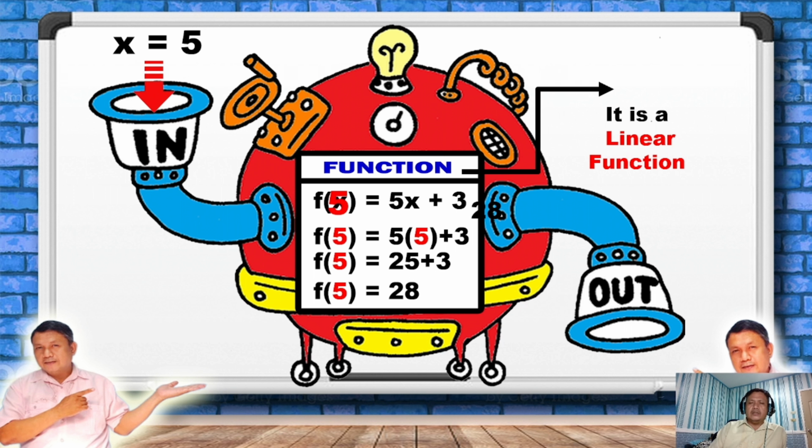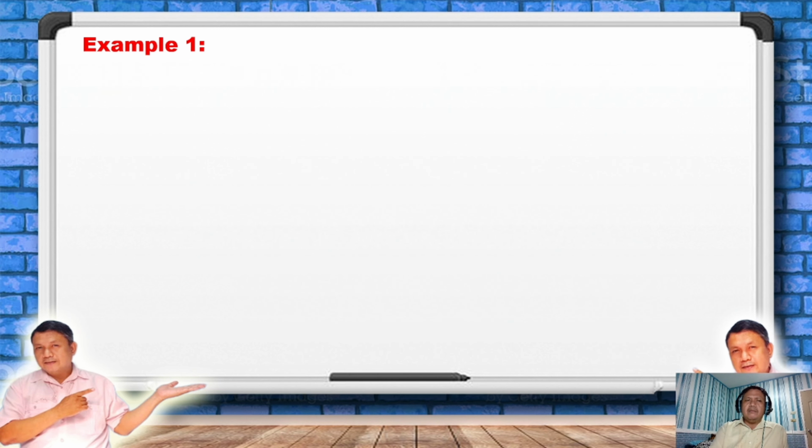And the result now is 28, and that 28 will become our output. Okay, so nakita po ba ang gamit ng ating function machine? So lagi pong ganyan, automatic. So if we have an input, automatic, meron po tayong output. Okay, now at this time, let us evaluate the different kinds of function.